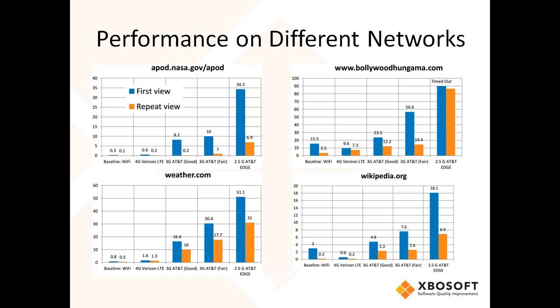APOD, Astronomy Picture of the Day, is one of my favorites. You can see that for Wi-Fi or 4G, it works like a champ. It comes back immediately. However, when you go to 3G and then to 2.5G, it doesn't perform so well. And you say, well, look, the repeat view looks pretty good. Yeah, but think of how the Astronomy Picture of the Day works. I go to it once a day, and each day it has a different feature of some star or galaxy, a different picture.